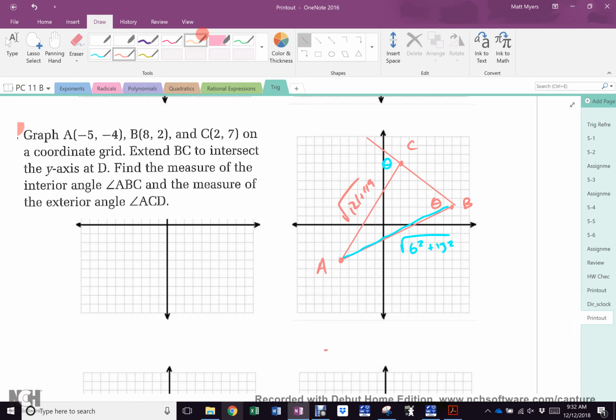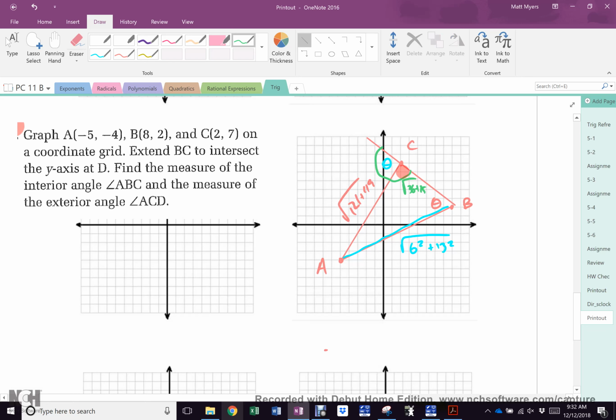How? Pythagoras again. Up. 1, 2, 3, 4, 5. 1, 2, 3, 4, 5, 6. So this is the square root of 36 plus 25, right? Once you know all three sides, can you find an angle with cos law? Yes. Once you know that angle, can you do sine law to find that angle? Once you know that angle, how do you find that angle? 180 minus that one.